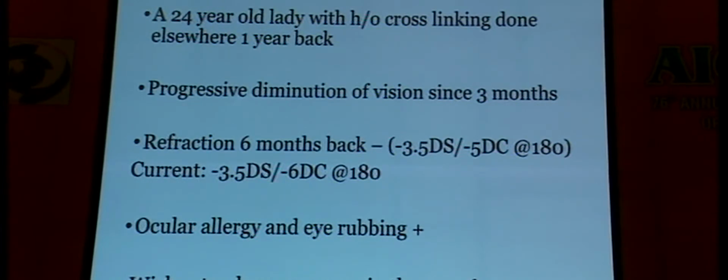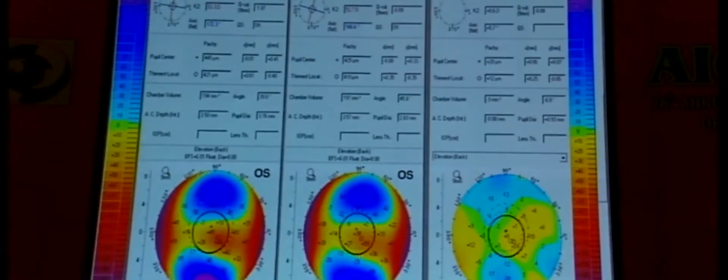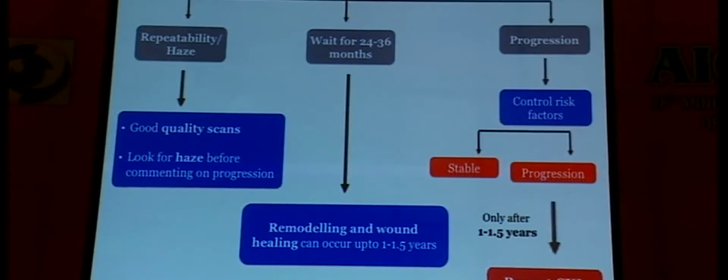So, just a case to illustrate the same: a 24-year-old lady with a history of cross-linking done elsewhere came with a progressive diminution of vision and a change in refraction. She had a history of ocular allergy and eye rubbing, but was also planning pregnancy in the near future. These are her comparative maps between the 6 and the 12 months. You can see that there is a change. There's a change in the elevation as well. Increase in steep K and posterior elevation, change in the refraction, a good quality scan overall. So this was showing us a progression.